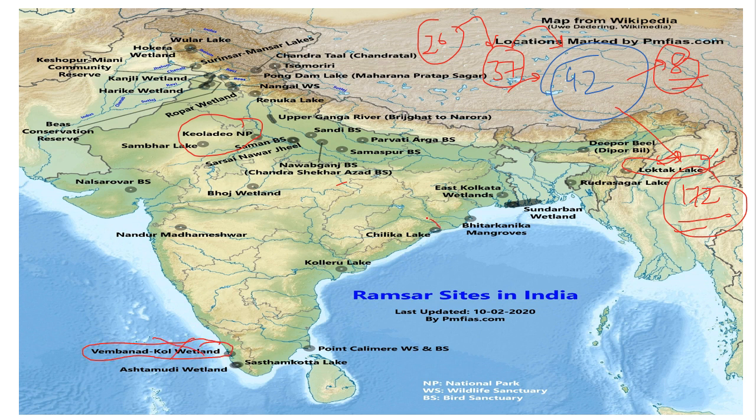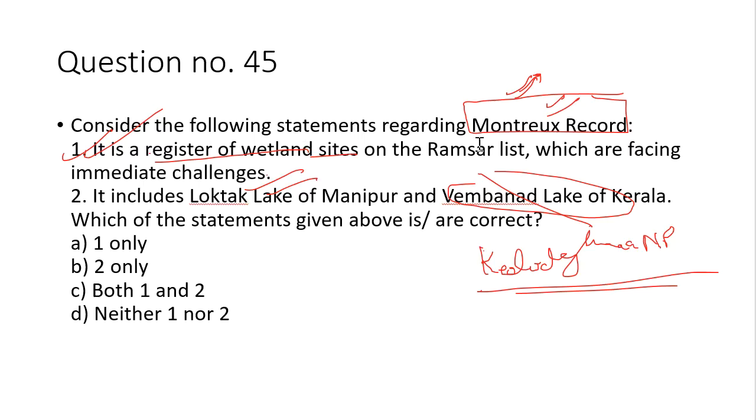Earlier, Chilika Lake was also in the Montreux Record, but later it was removed because of improving biodiversity and the protection provisions made by the government and the local community in Chilika Lake. So it consequently improved, but Keoladeo Ghana and Loktak are still in the Montreux Record. So this was question number 45 and the last question of this video.